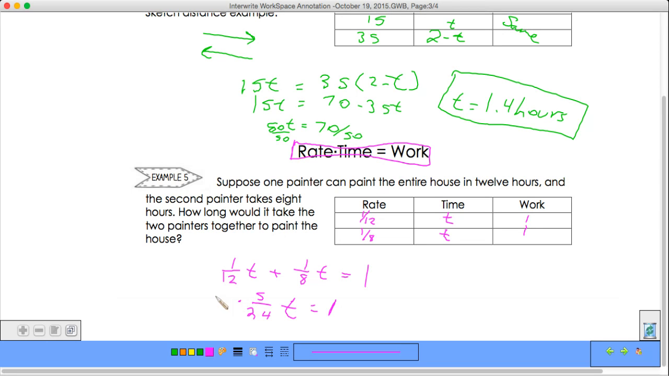Remember, to get rid of the 5/24, we multiply both sides by 24/5. So t equals 24/5. 24 divided by 5 is 4.8 hours. So it will take them 4.8 hours together.